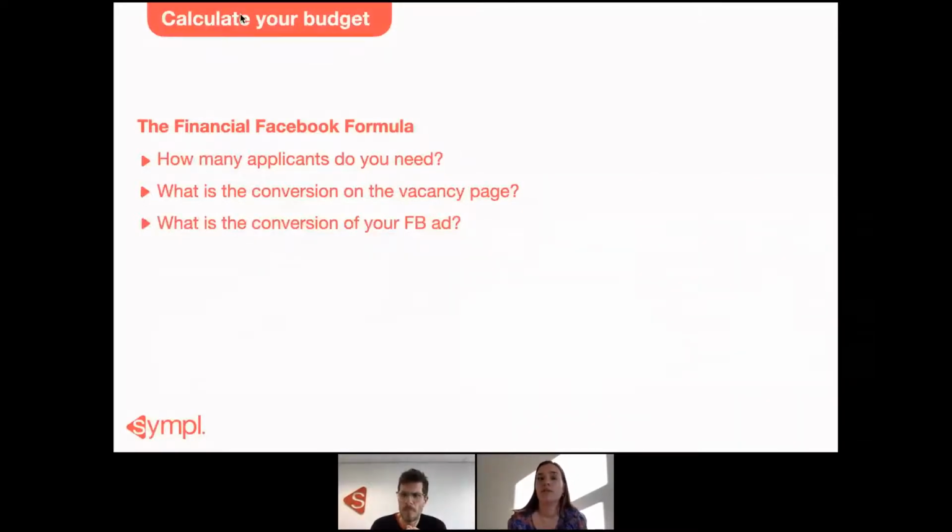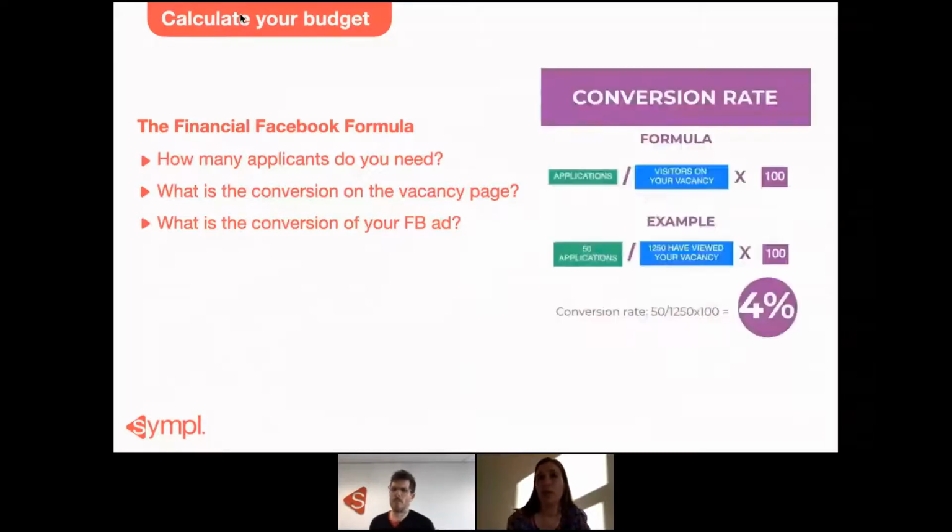The 3 questions are: how many applicants do you think you actually need to come to a hire? And then what is the conversion on the vacancy page that you think you're going to have? What is the conversion rate? Well, here you see an example. For example, if you have 1,250 visitors on your vacancy and you have 50 applications, then you have a conversion rate of 4%. 4% conversion rate is really, really good.